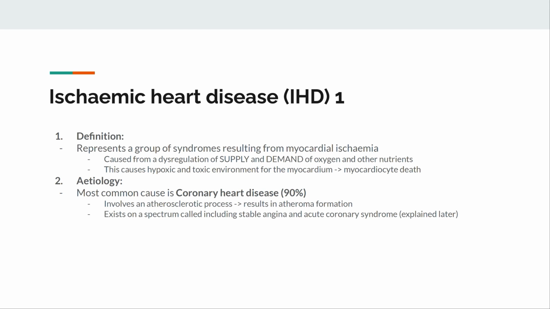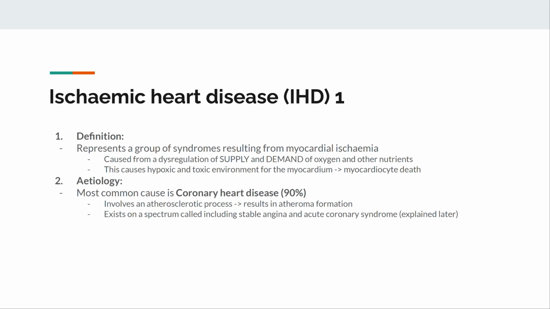And so you're actually going to get myocardial cell death, which is the end result of ischemic heart disease. So in terms of etiology, the most common cause is coronary heart disease. Essentially, you can imagine ischemic heart disease is an umbrella term which is caused by a variety of different diseases. The most common one is coronary heart disease, and it causes about 90% of ischemic heart disease. Coronary heart disease is an atherosclerotic process, and it results in an atheroma forming.